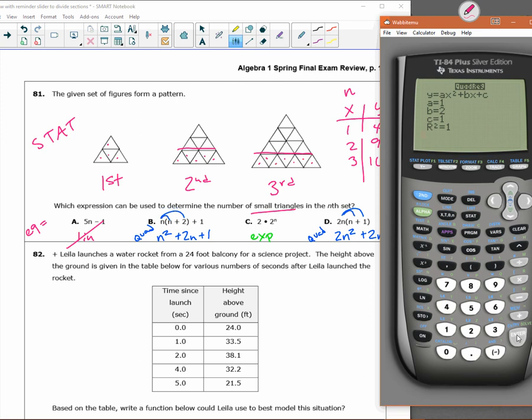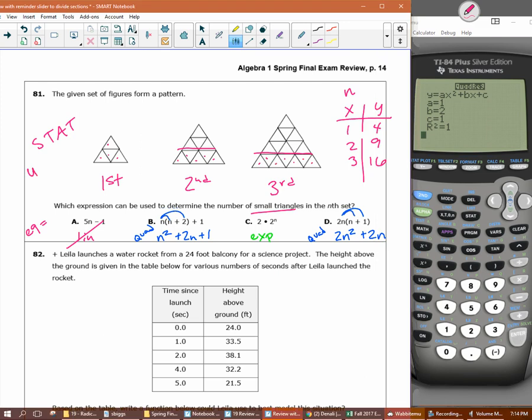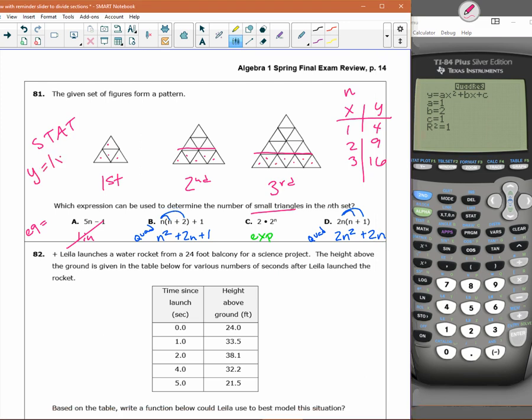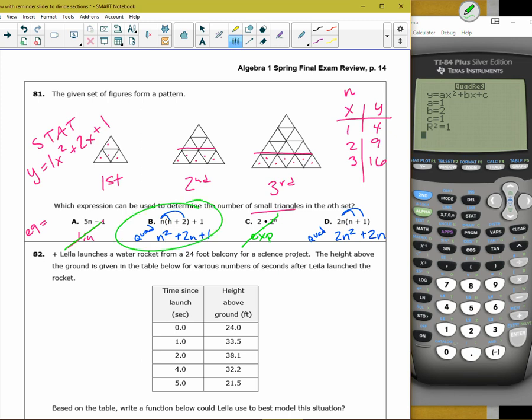Ooh, it's perfect. Okay, so stat gave me y equals 1x squared plus 2x plus 1. So not only do I know that it's not exponential and it's not linear because that r squared value is equal to 1, so it has to be quadratic, but after I distributed, it's going to match B. Now you can only see that if you distribute that n out.